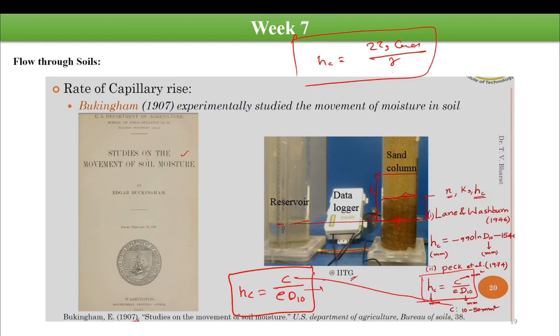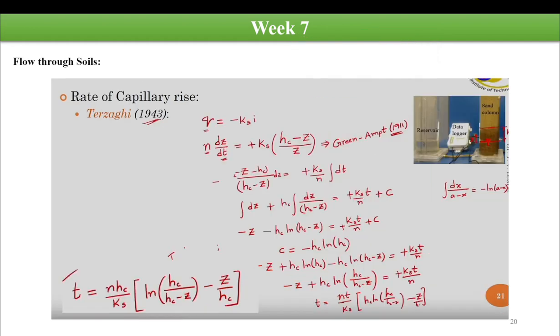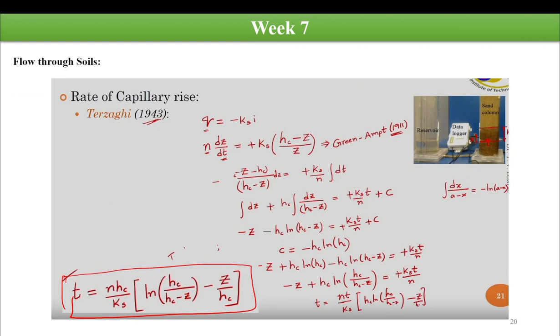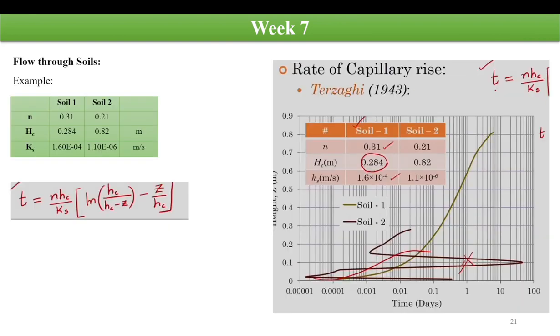Now we have empirical formulas also. So C varies from 10 to 50 mm squared. D10 is the representative particle size and e is the void ratio. So the rate of capillary rise, the expression by Terzaghi, is given as t is equal to this one. And in this expression, we have several values which we need to put: the value of this porosity, and the value of Ks, and then we have these values inside. So we'll solve a simple example for these values.